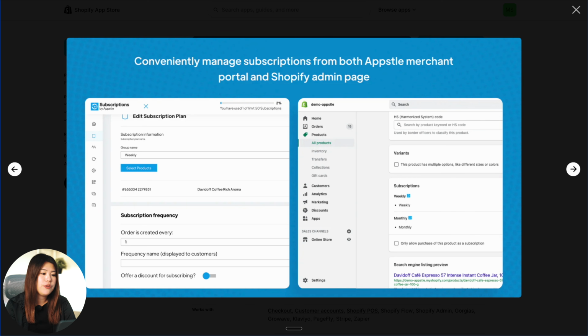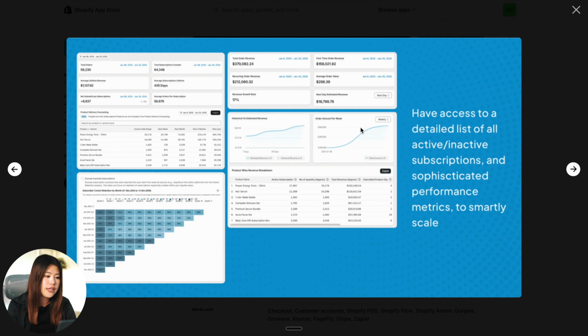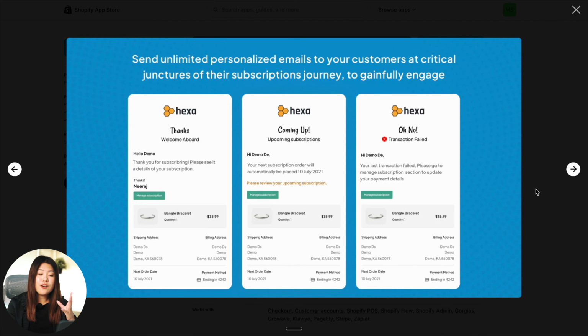Here is an example. You can edit the subscription plan, you can add variants, weekly, monthly, and you can have access to all active and inactive subscriptions and sophisticated performance metrics so you can scale smartly. They also send unlimited personalized emails during your customer's subscription journey. And I think this is super cute. It's a great way to really keep them fully engaged.